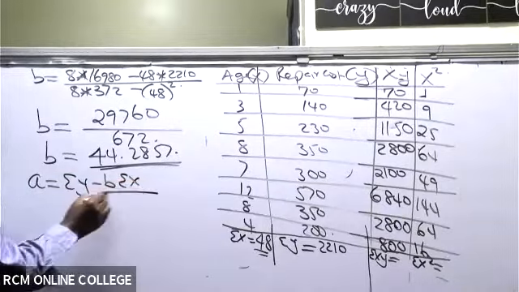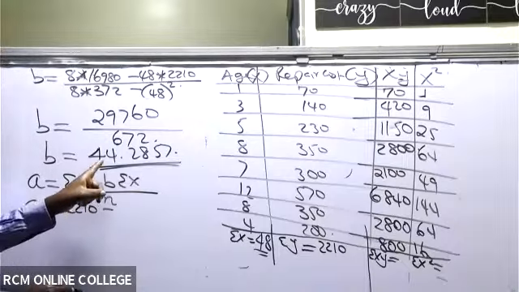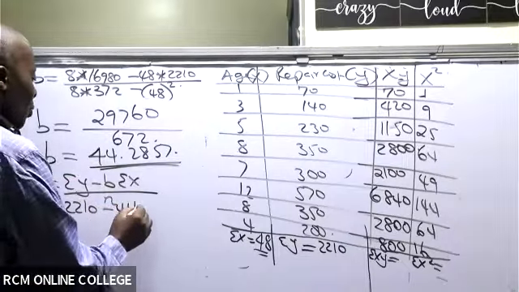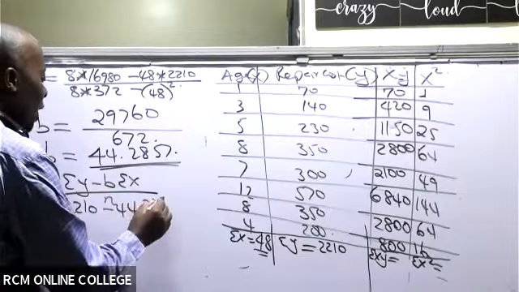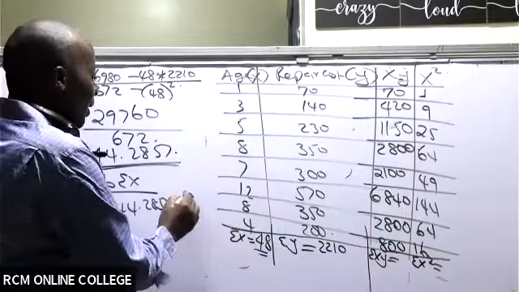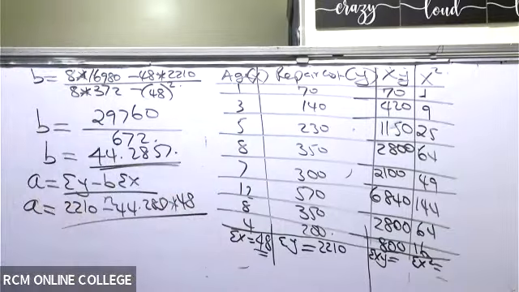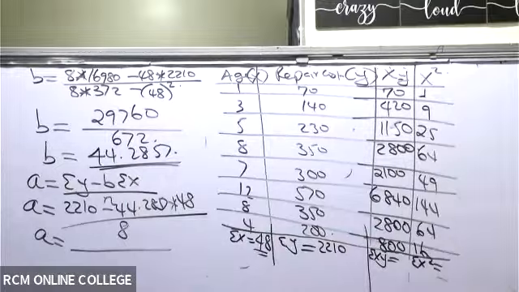So do we have all these parameters? Oh, yes, we do. So our A will be equal to summation of Y, which is 2210, minus B, which we have here, 44.2857, times summation of X, which is 48, divided by our number of data points, which is 8. So again, go slowly and give me the numerator here.